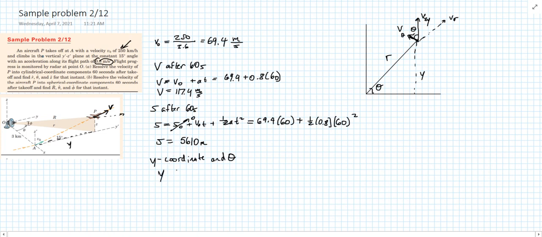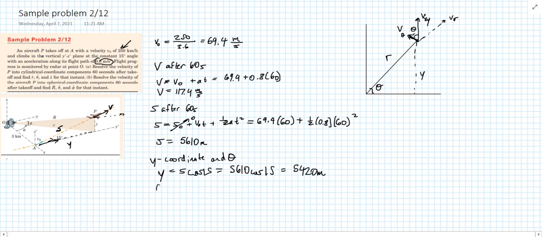The y coordinate is going to be the projection along this line. So we're going to say y is equal to s cosine of 15 degrees, because this is the angle between s and y. So that's going to be 5610, which we found right here, times cosine of 15, which will give us 5420 meters.